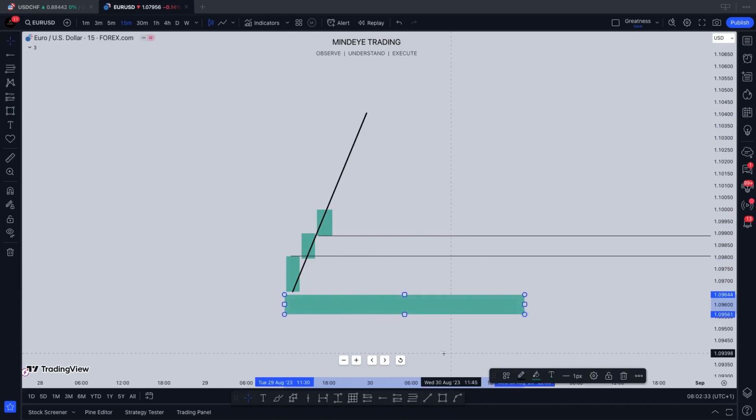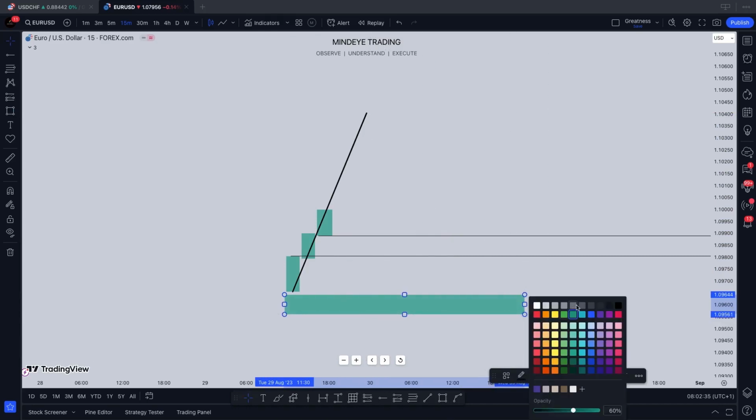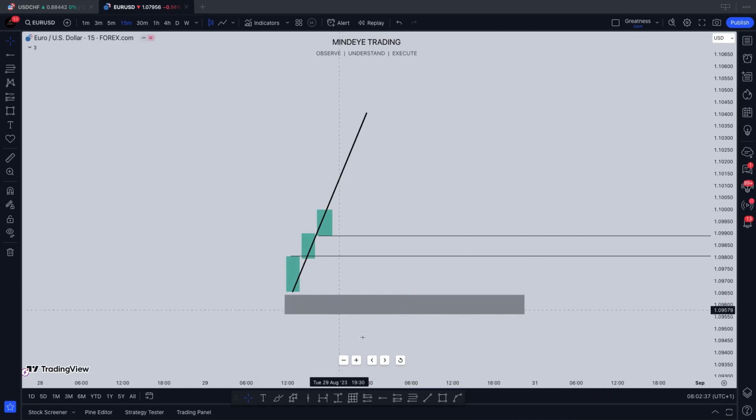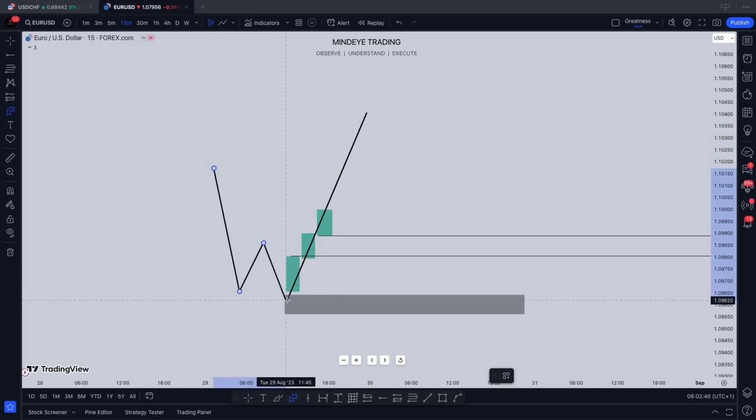It might just be below this imbalance. Quickly change this color now. Your point of interest might just be below this imbalance where you are looking to probably take a buy. Let's say the market has been doing something like this, and you are looking to take a buy from this point when the market comes to this point.